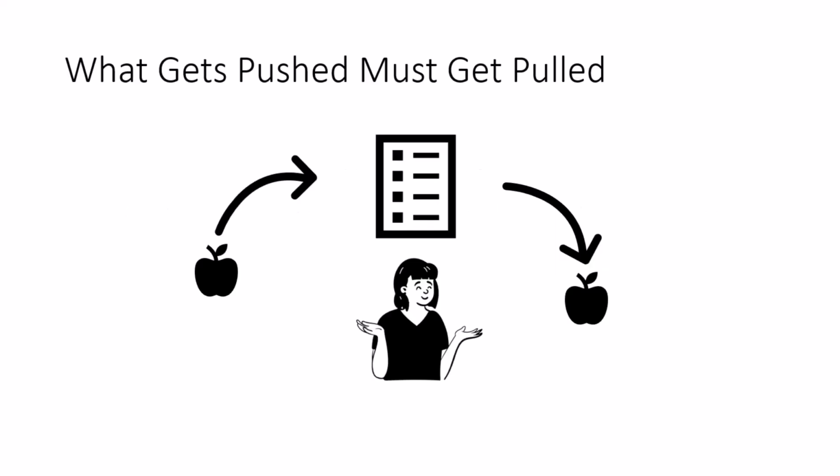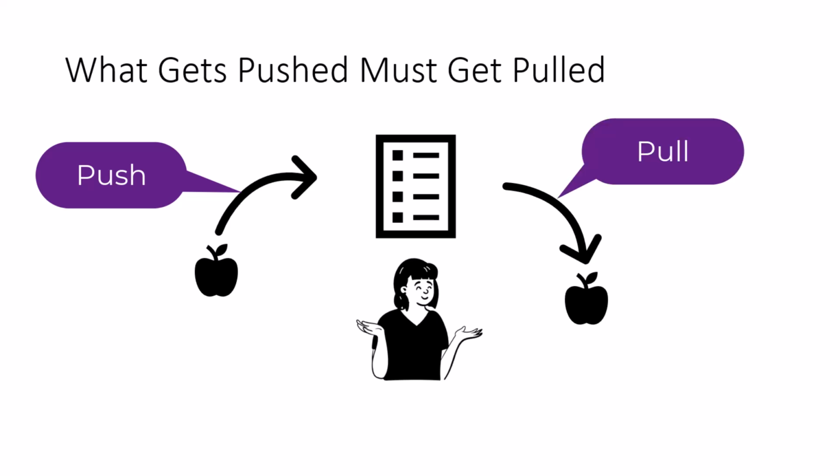It involves two basic functions, push and pull. Push function: storing data into the list is known as the push function. Pull function: retrieving the stored data from the list is known as the pull function. It's important to remember the concept: what gets pushed must get pulled.